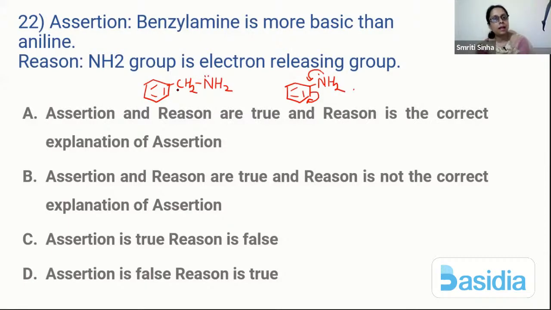But in benzyl amine, the NH2 cannot be in resonance. Why? Because the CH2, that is an sp3 hybridized carbon, comes in between, and therefore there is no resonance. So this lone pair is easily available for donation. So your assertion is correct, that is benzyl amine is more basic because the lone pair is available for donation. Reason: the NH2 group is an electron releasing group. Correct. The NH2 group is electron releasing and therefore it shows basic character. So your assertion and reason both are correct, and the reason is the correct explanation for the assertion, and therefore option A is correct.